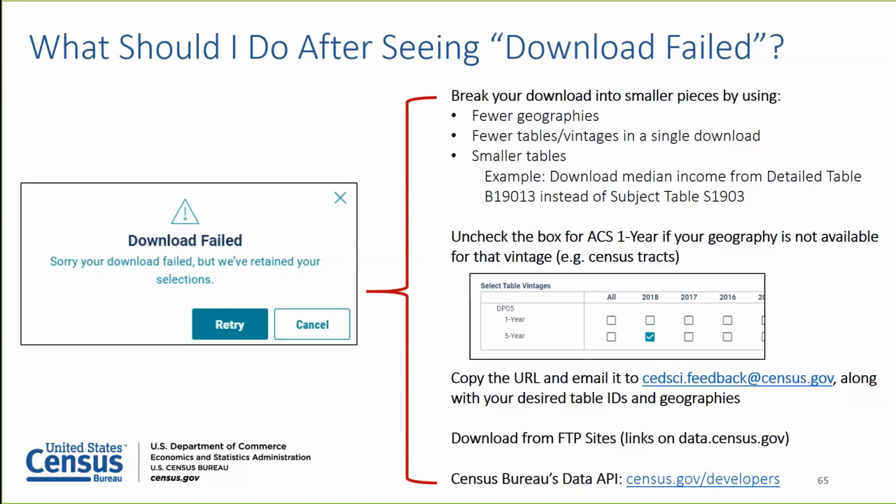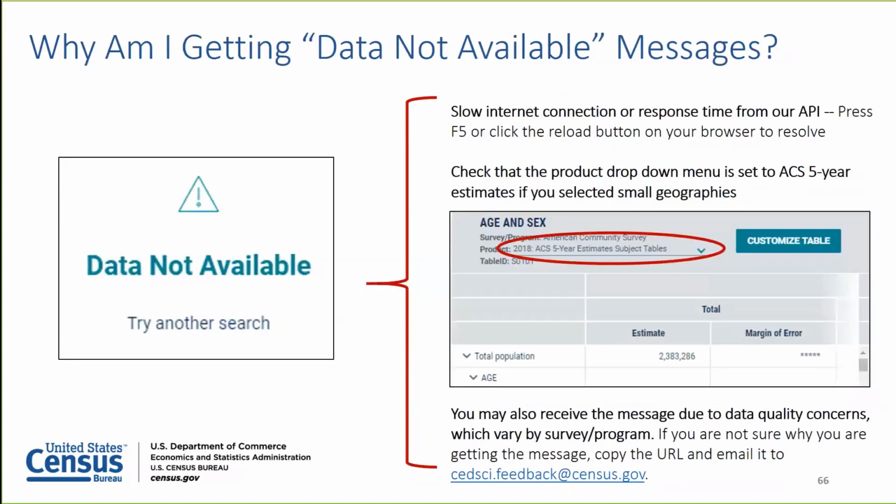Also, uncheck the box for 1 year if you're just looking for 5 years. Some of the things that are available, as well as downloading from the FTP sites, are a great way to do that, as well as using the Census Data API.